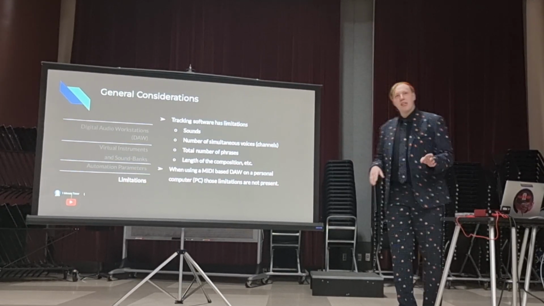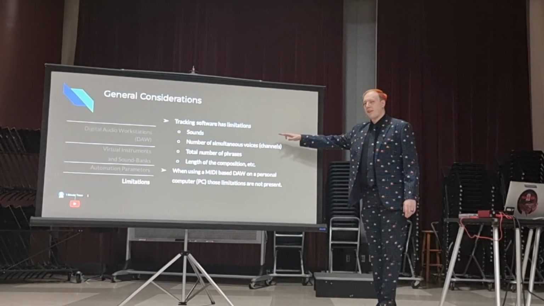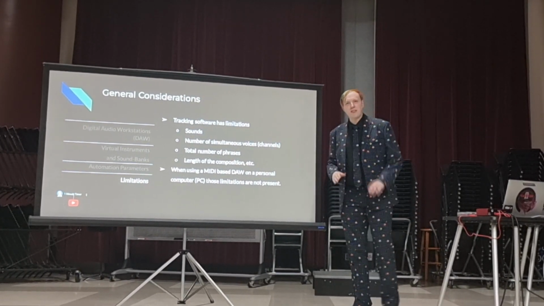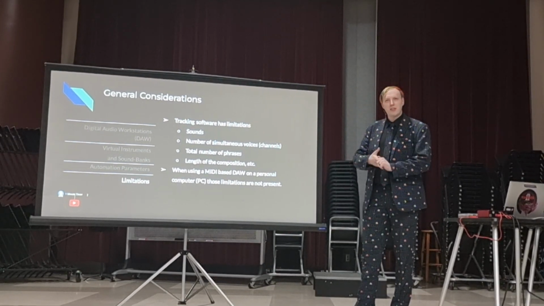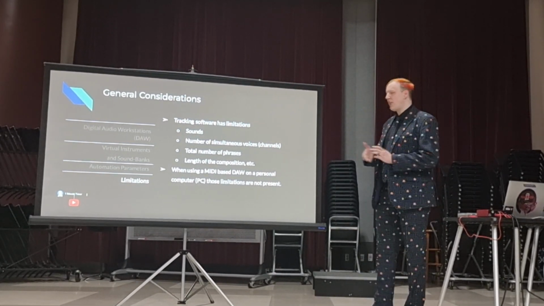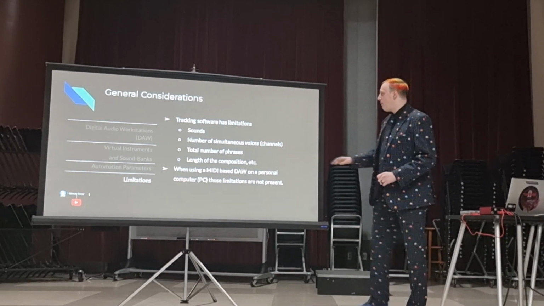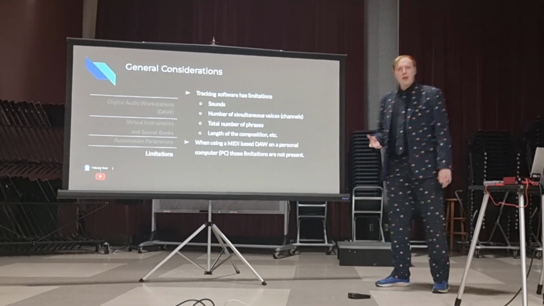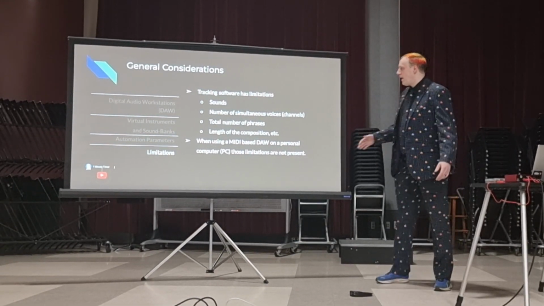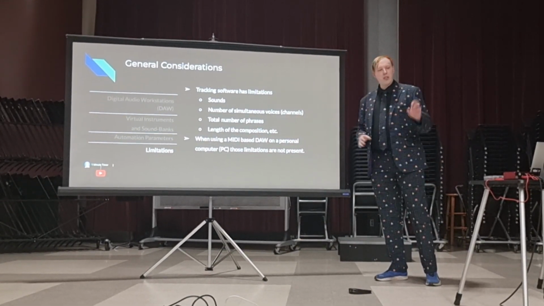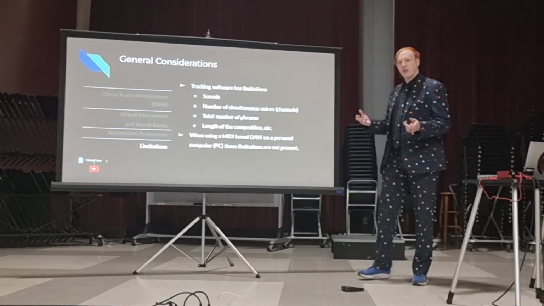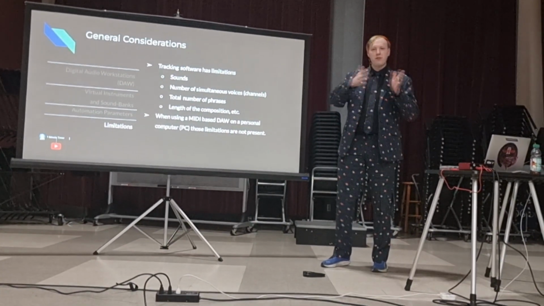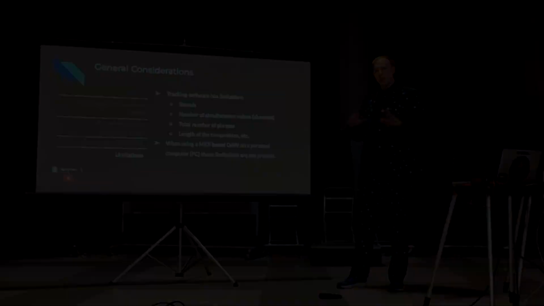So the tracking software limitations are stuff like the sounds that they can produce. These old devices can only produce a certain number of sounds because they have these pulse modulation sound chips. They have a limit on the number of simultaneous voices, which we're going to talk about in a moment. And because they have a limited amount of memory, they have limitations on stuff like the length of the song and how many different phrases you can have in the song.